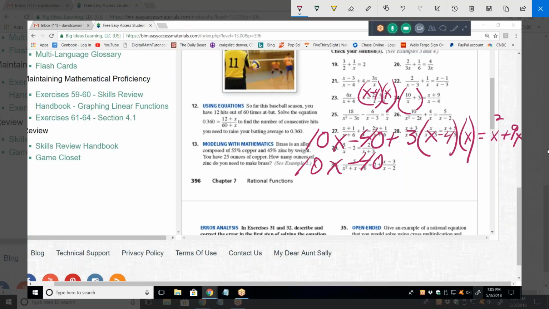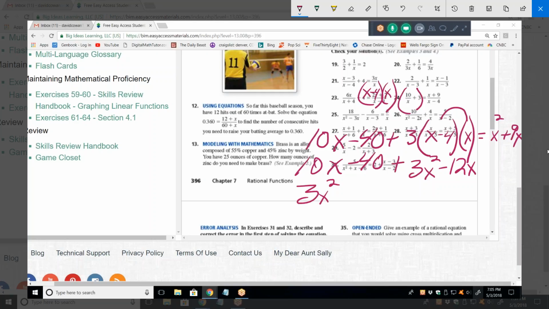Probably the best way to do that is to do those two first. So that's x squared minus 4x. And now multiply each of those by 3: 3x squared minus 12x. I think that's the best way to do it. And now let's simplify the left side before we decide which side we're going to put everything on.